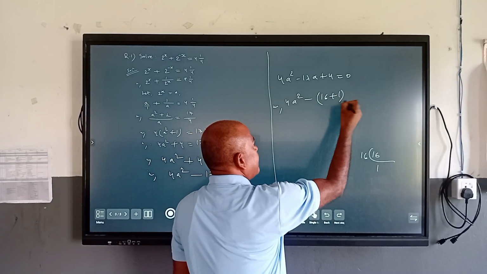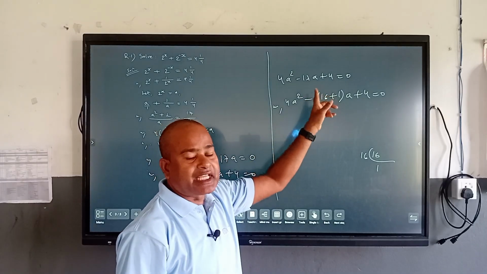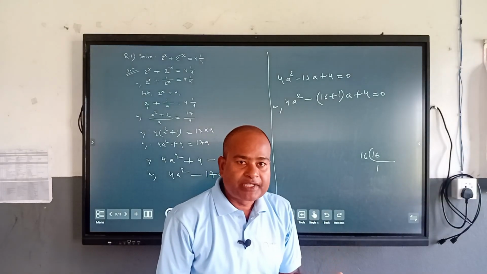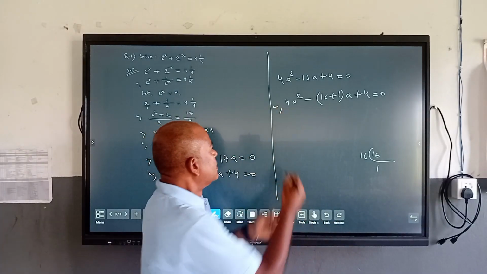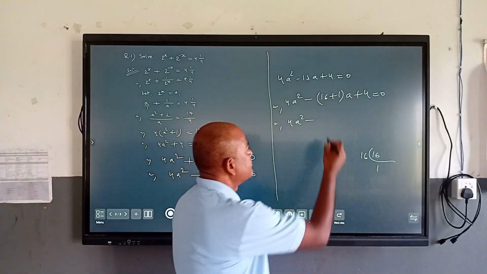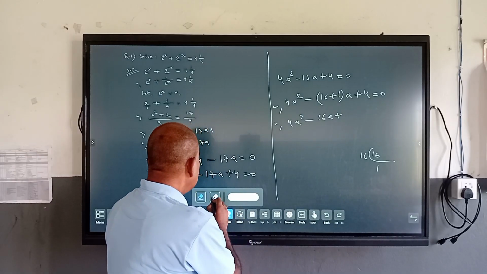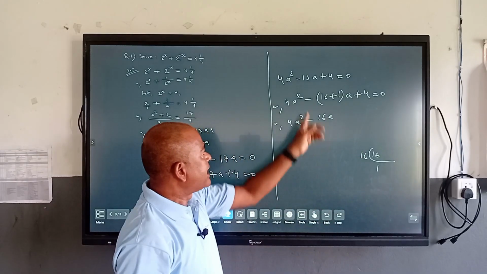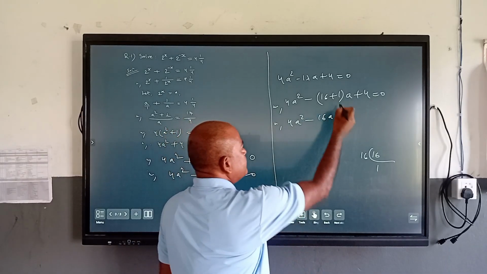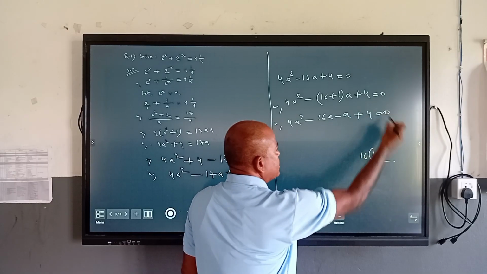So dear students, 16 plus 1 we get 17, and 16 ones are 16. So according to the first into last method of factorization, we have 4a square minus, now let's open the bracket, minus 16a minus a plus 4 equals to 0. Minus 16 times a we get 16a, and 1 into a we get a.